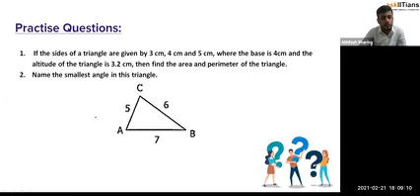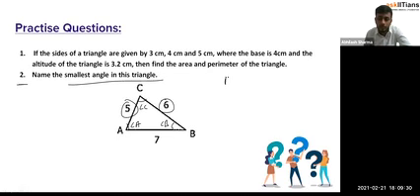Now here we have some questions. First let us talk about this second question. This is easier. Name the smallest angle in this triangle. So let us say this is angle A, this is angle B, this is angle C, of course. Now look, 6 is greater than 5. So we can say BC is greater than AC, correct? So the angle opposite to BC will also be greater than angle opposite to AC. Yes, using theorem 5, this we have written.